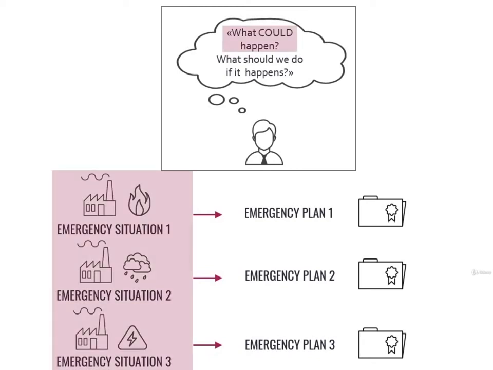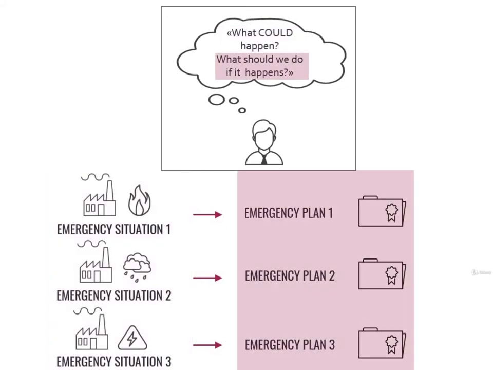The answer to the question what could happen is making a description of the different scenarios that could occur. In our example, the company thought of 3 possible scenarios. The first emergency situation is a fire emergency. The second emergency situation is a flood. The third emergency is the abrupt interruption of electrical power.